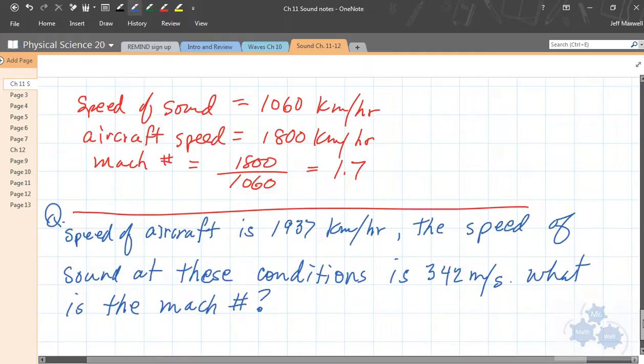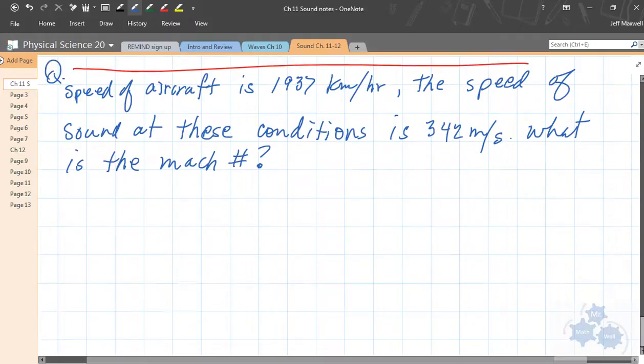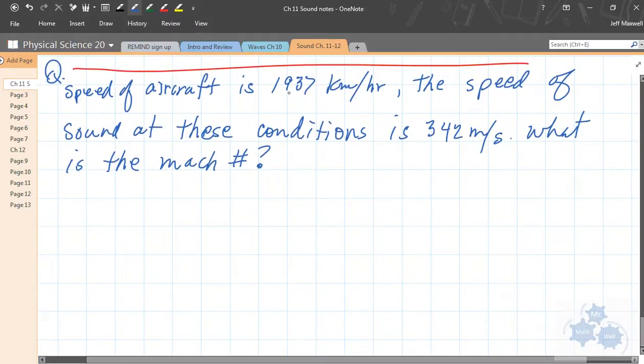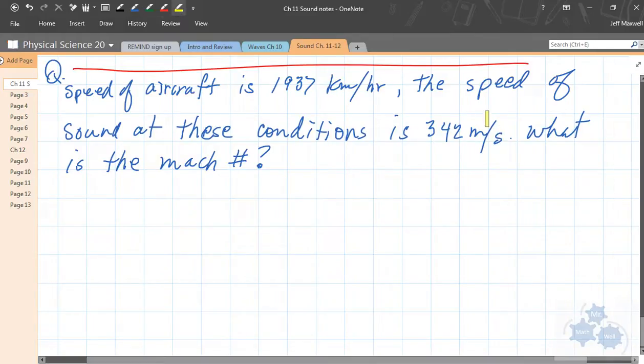So you might have a question like this where you have to do some unit conversion. Once again, just as you finish writing this out here, the speed of an aircraft, let's say, is 1,937 kilometers per hour. So it's traveling pretty fast. The speed of sound at these conditions is 342 meters per second. So we have the speed of the object in kilometers per hour and the speed of sound in meters per second.